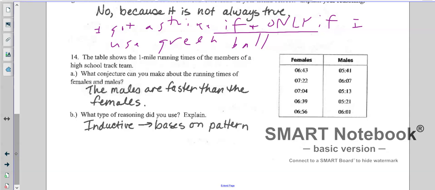All right, last few. The table shows the 1 mile running times of the members of a high school track team. What conjecture can you make about the running times of the females and the males? All right? Remember, conjecture. You're not making judgment. You're just looking at the data only. The males are faster than the females. That's conjecture. Okay? 541 is faster than anything on the left side. 607, faster than everything. 513 for sure. 521 for sure. 601, these are all faster. Now, is that deductive or inductive? It's inductive because you're looking at patterns, right?